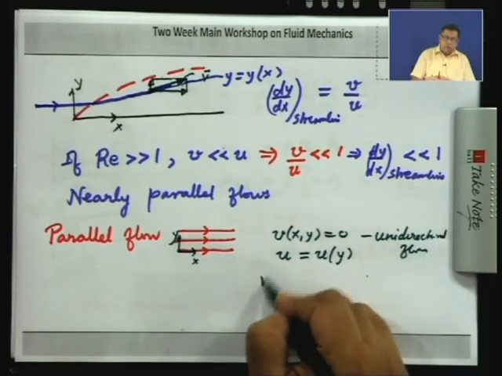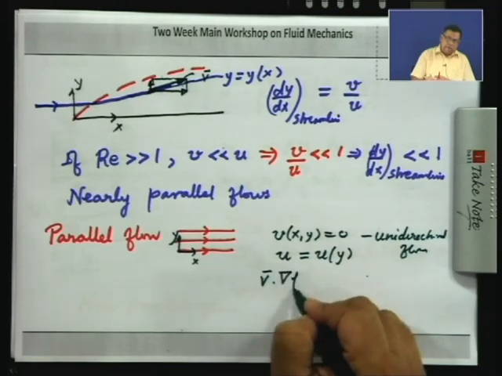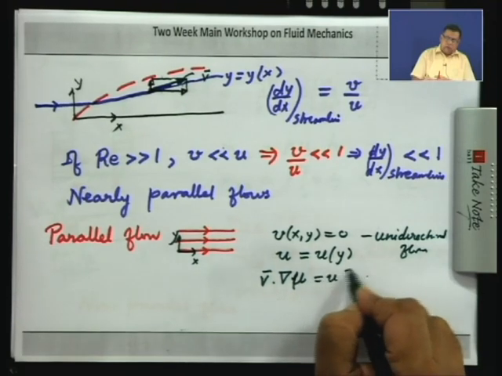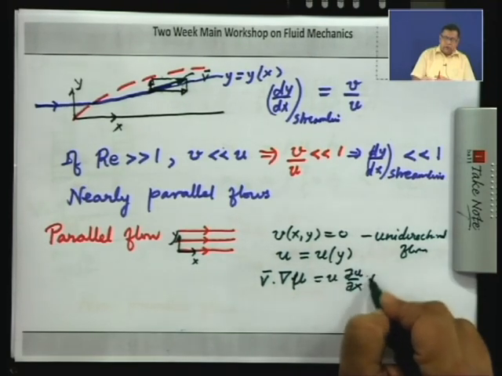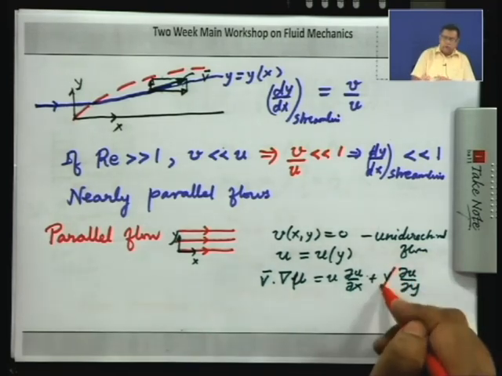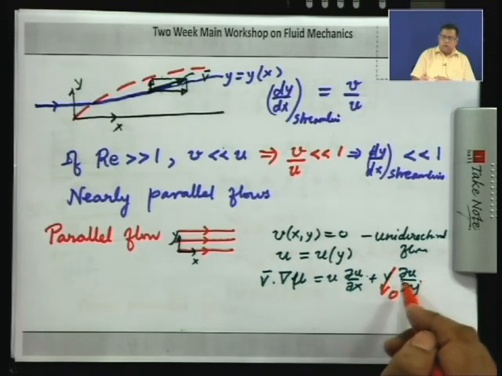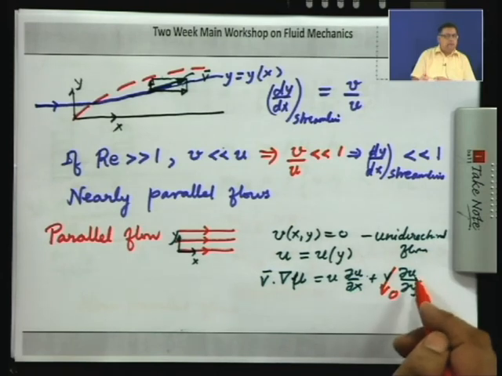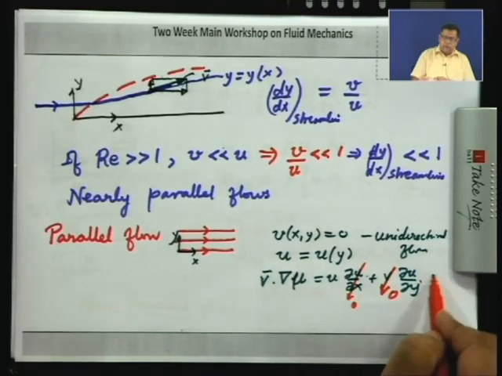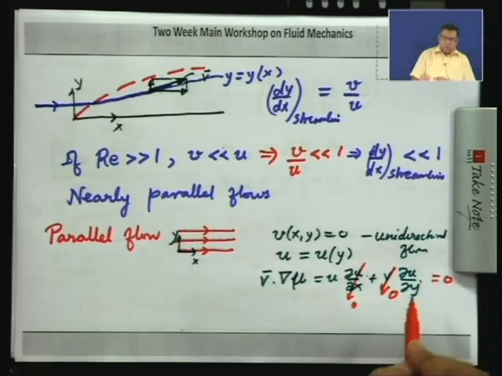And for such a case, if you look at V dot grad f or V dot grad u, let us say for the x momentum equation, that is u del u del x plus V del u del y. In this case, you have V equal to 0. So, although del u del y is non-zero, it is multiplied by 0. So, the second term in the convective acceleration is 0, and here u is non-zero, but del u del x is 0. So, this is equal to 0. In such a case the equation becomes linear and it is easy to obtain an analytical solution.